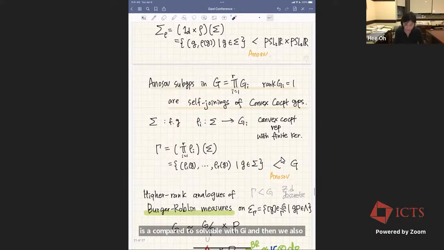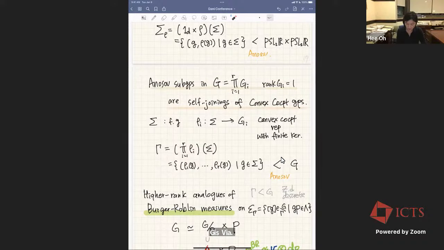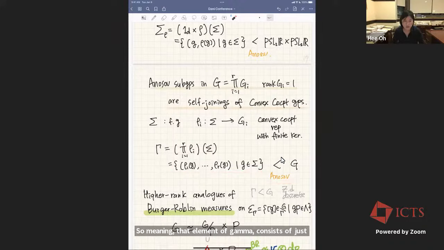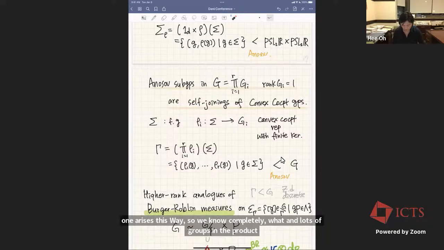Then again, I can put sigma into the product of G_i via these representations. That's what we call self-joining. It's the product of rho_i on sigma, meaning that gamma consists of the diagonal embedding of sigma into the product of G_i. And again, it's easy to check these are Anosov groups. Also any Anosov group in the product of rank 1 groups arises this way. So we know completely what Anosov groups in the product of rank 1 groups are.